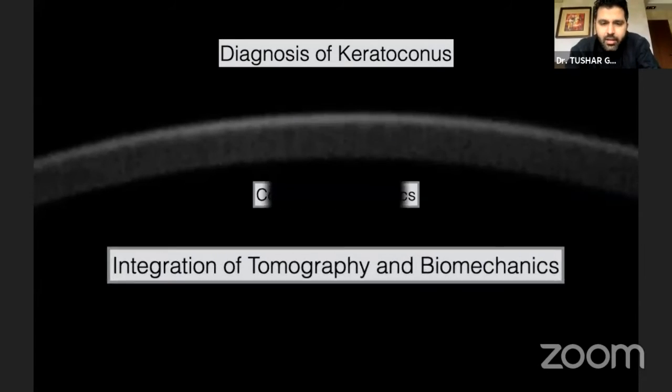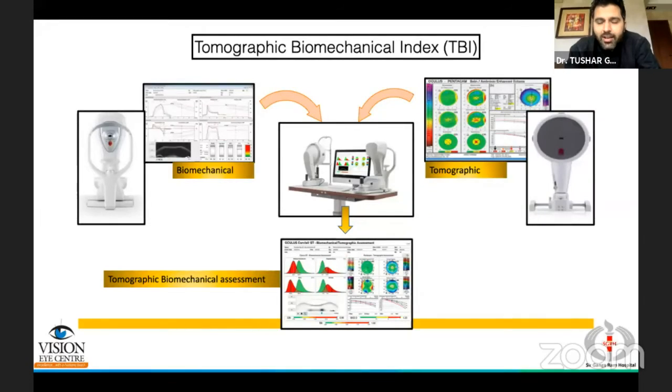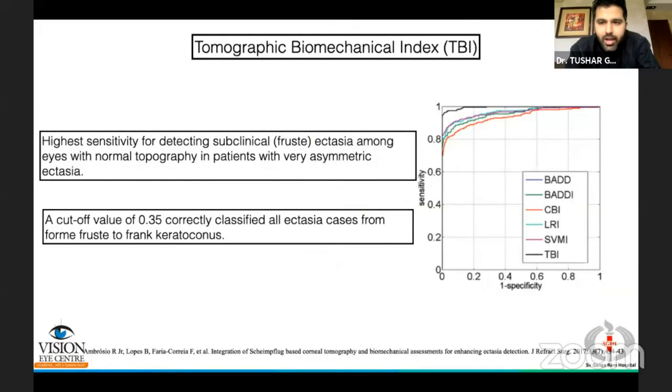The next need was felt to be able to integrate tomography and biomechanics. Like in the example that I showed you, we had to look at tomography and biomechanics separately and then take a call ourselves. What if we had one index which could look at both and tell us how strong or weak the cornea is biomechanically? So that's where the tomographic biomechanical index helps. This has been found in multiple validation studies to have the highest sensitivity.